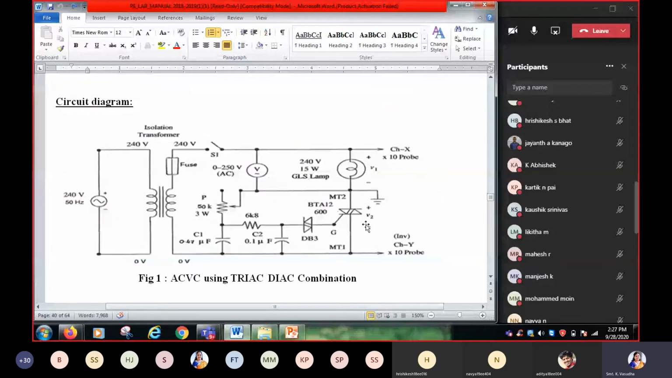Let's look at the circuit. So this is the circuit what we have for AC voltage controller.